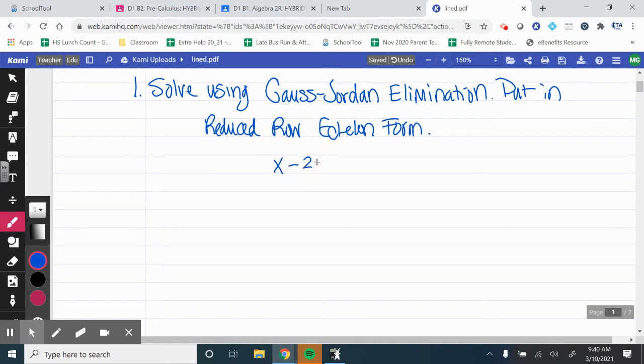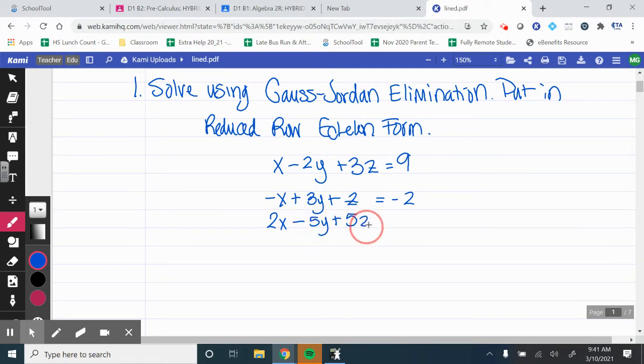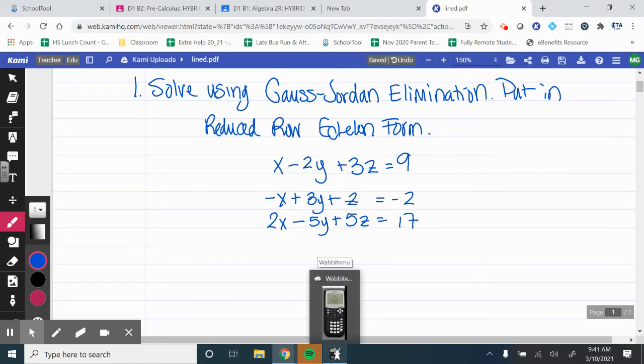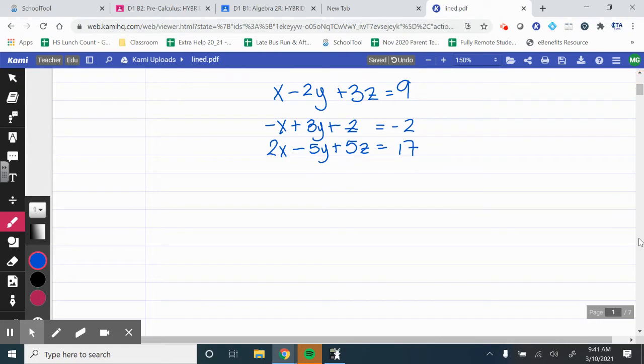So these are still our 3 variable systems of equations. Last time we looked at just 2 variables, and today we're going to do 3 variables. Minus 5y plus 5z equals 17. This is just our streamlined way of solving a system of equations, and after we do this one I'll show you how to input this into your calculator.